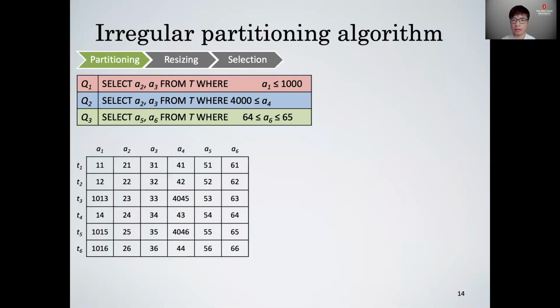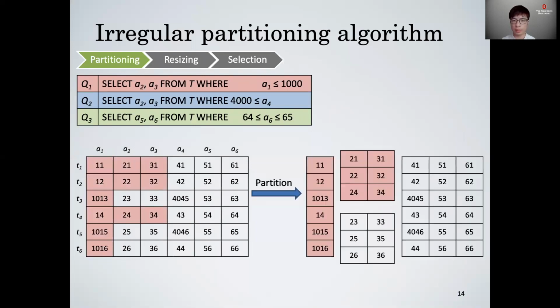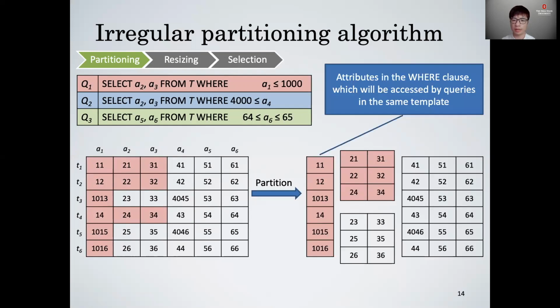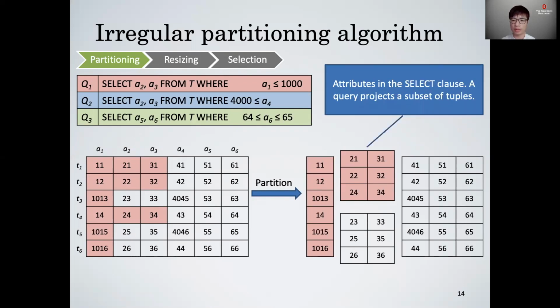Now let's first introduce the partitioning phase. The partitioning phase starts by taking the entire table as one rectangular partition and tries to split this partition by different queries. So we try query Q1 first and split the table to 4 partitions. The leftmost partition is the attribute A1 that Q1 scans to filter tuples, and the second partition is the cells that Q1 projects.